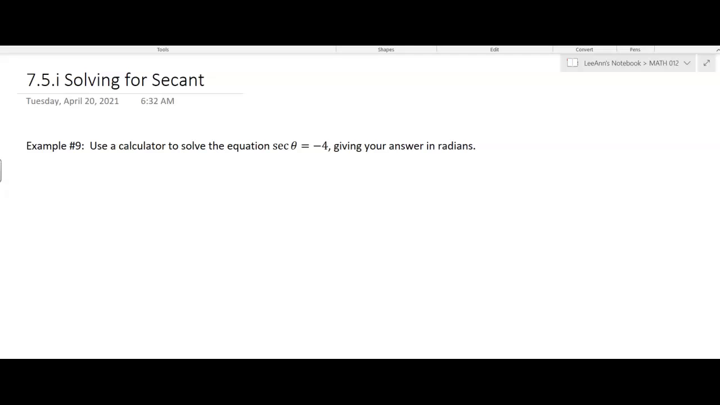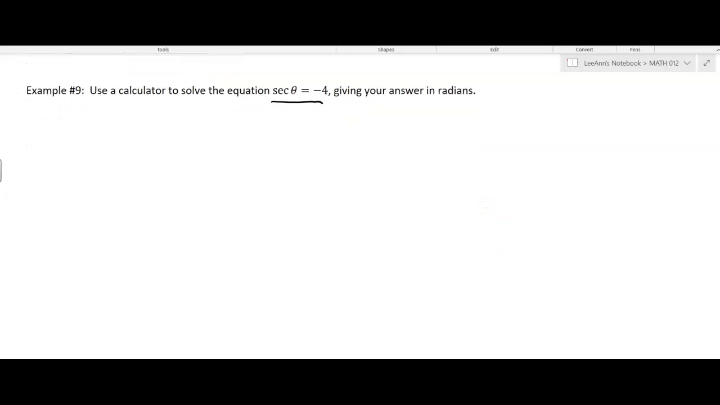So this time we have a fairly simple equation here that we're trying to solve for theta, but it does involve a secant, and we're going to use a calculator, and that kind of makes things a little bit tricky, because you don't have a secant button on your calculator. And then we're going to be doing our answer in radians. All right, so I'm going to try to give you a visual of all this and how this is going to work. So first of all, I'm going to change it from secant to cosine.